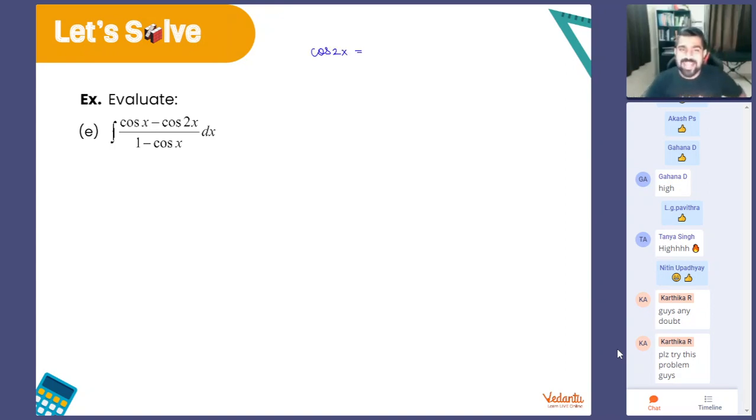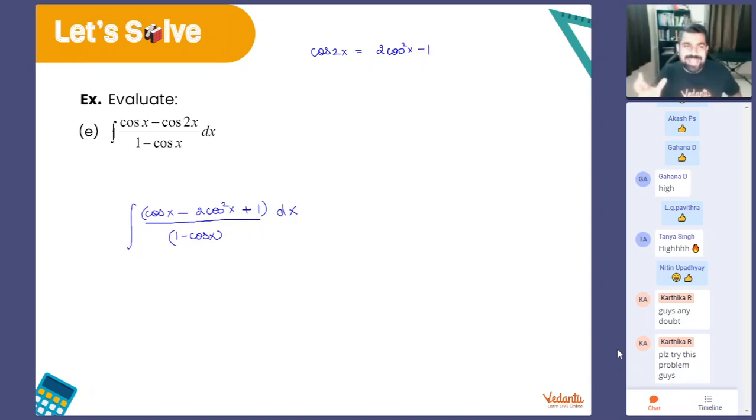Okay, so here I'll give you one hint. Cos 2x, you can write it as 2 cos square x minus 1. So the numerator will become what? Cos x minus 2 cos square x plus 1, divided by 1 minus cos x dx. So now what you need to do. Sir, it looks so complicated. You never gave any formula like that. But guys, you can actually simplify this, bring it to a form where you can apply the formula which I gave and you can crack it.